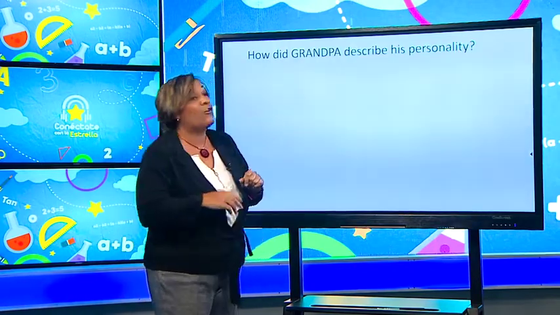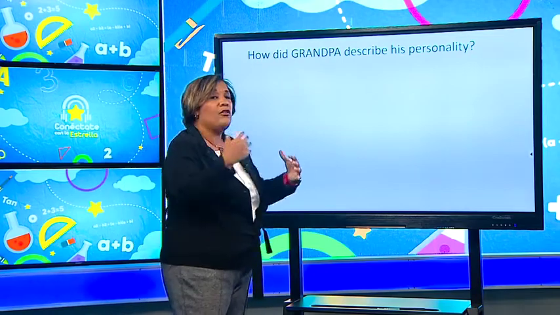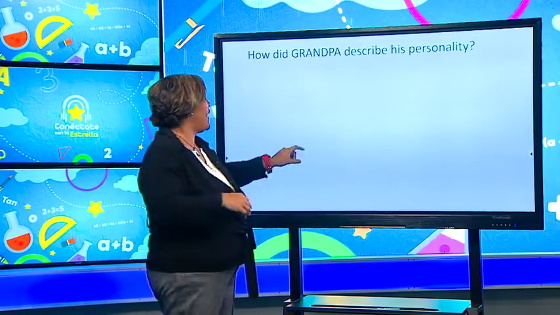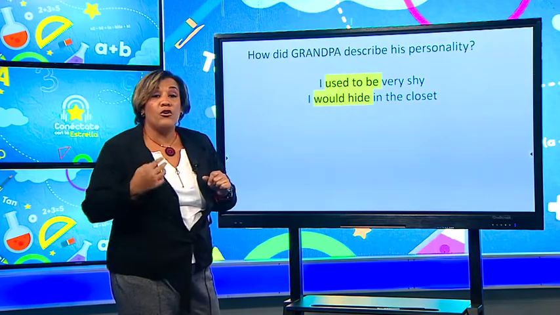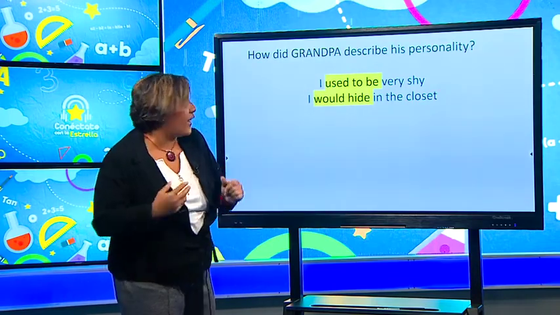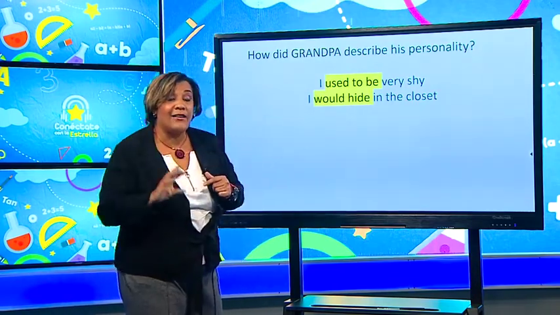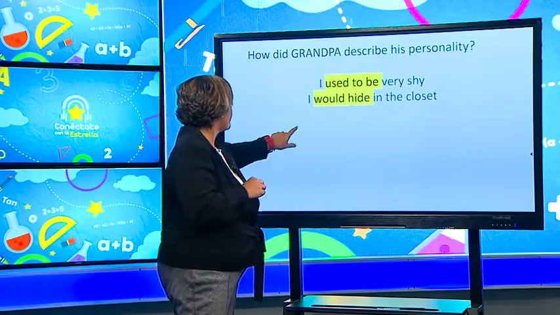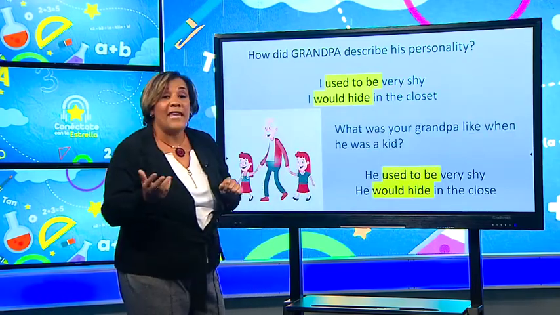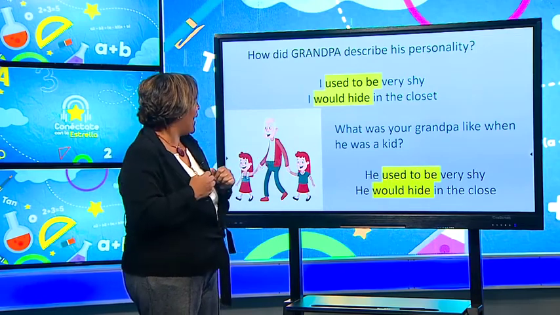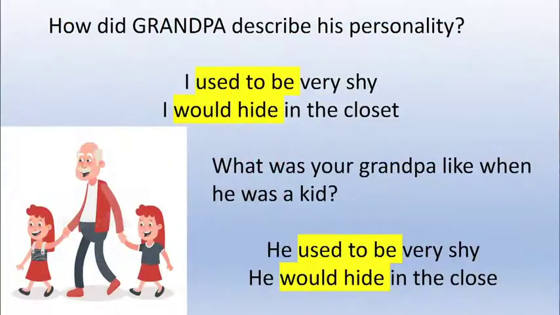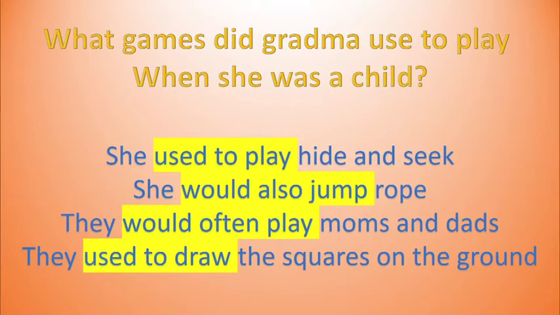Now let's take a look at Grandpa. So how does Grandpa describe his personality? I used to be very shy. I would hide in the closet. So if somebody asks you, what was your grandpa like when he was a kid? You can say, he used to be very shy. He would hide in the closet. You're missing a T there. He would hide in the closet, okay? Let's take a look at the other sentences they talk about.